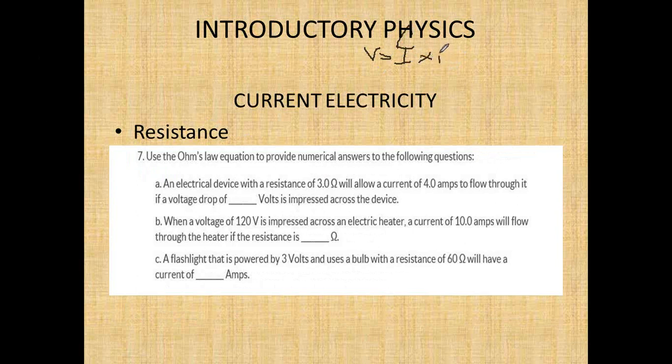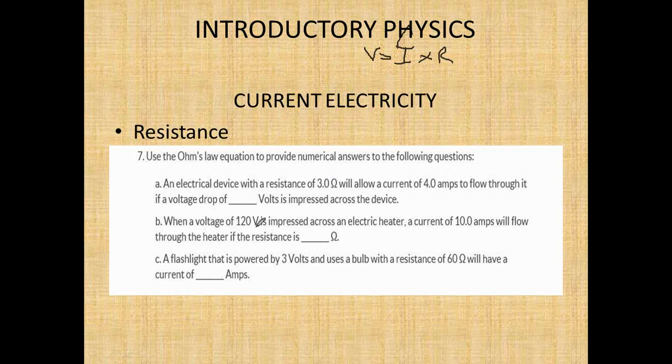So an electrical device with a resistance of 3, so R is 3, will allow a current of 4 amps, so I is 4, to flow through it if a voltage drop of, so it's 3 times 4 is 12. A voltage drop of 12 volts is impressed across the device. Always try and make sure that the units are the same, because the resistance has to be in ohms and the current has to be in amps. So always make sure that your units are correct.